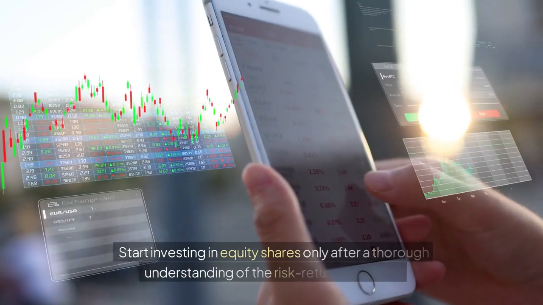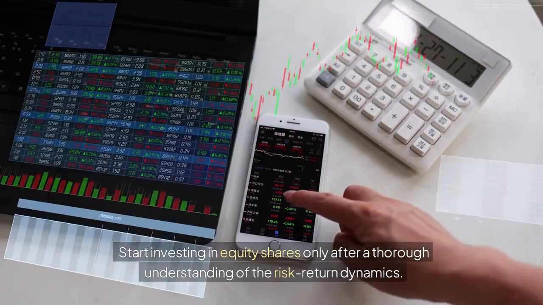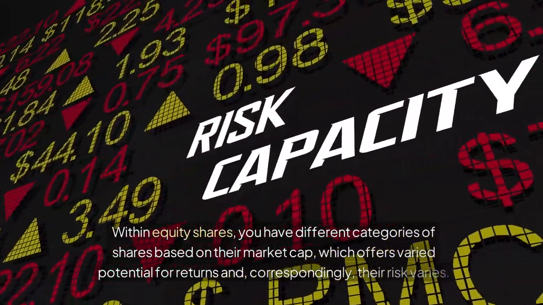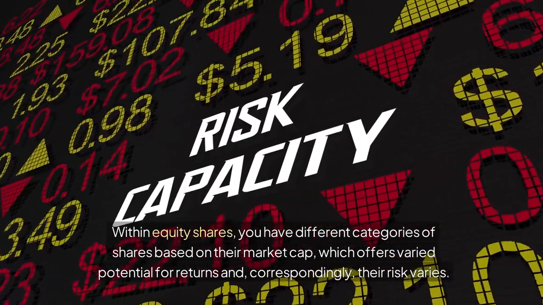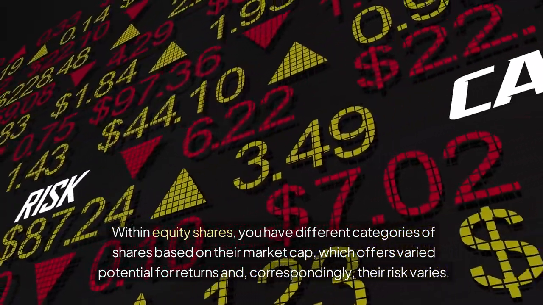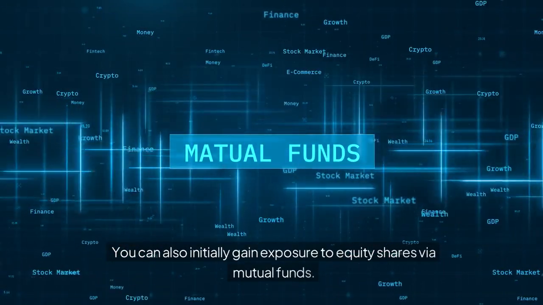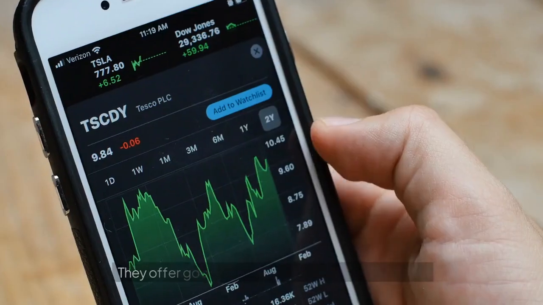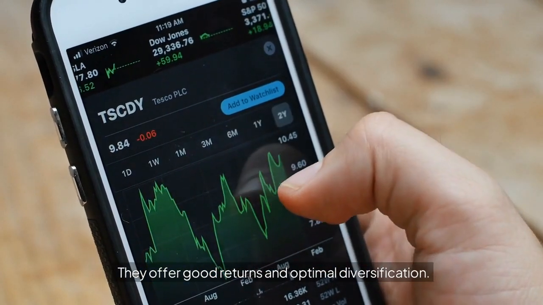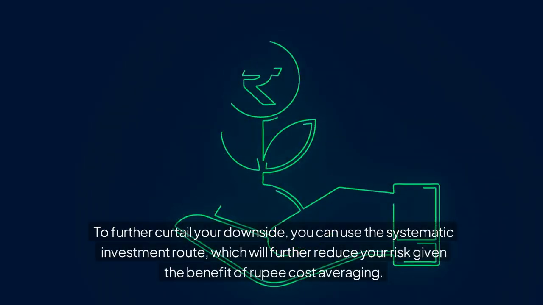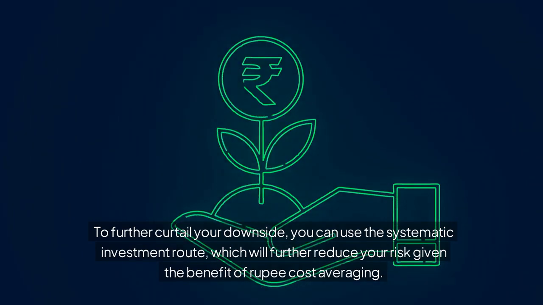Start investing in equity shares only after a thorough understanding of the risk-return dynamics. Within equity shares, you have different categories of shares based on their market cap, which offers varied potential for returns and, correspondingly, their risk varies. You can also initially gain exposure to equity shares via mutual funds. They are professionally managed. They offer good returns and optimal diversification. To further curtail your downside, you can use the systematic investment route, which will further reduce your risk given the benefit of rupee cost averaging.